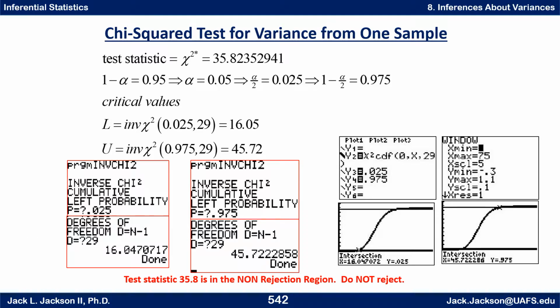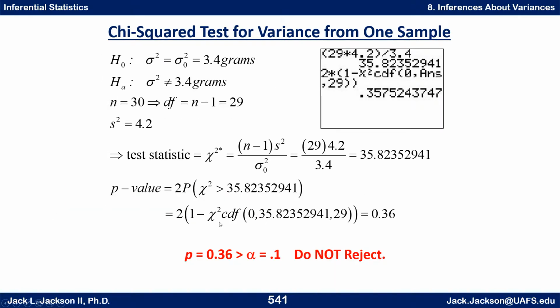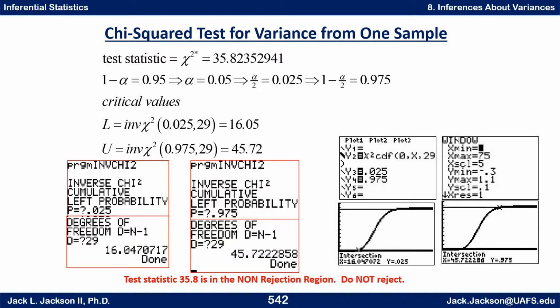So whether we're using the p-value approach, which is going to use just the chi-square CDF to find the p-value, or we're using the critical value approach, which is going to require us to do an inverse chi-square, either with a program or with this method over here, we get the same conclusion either way.